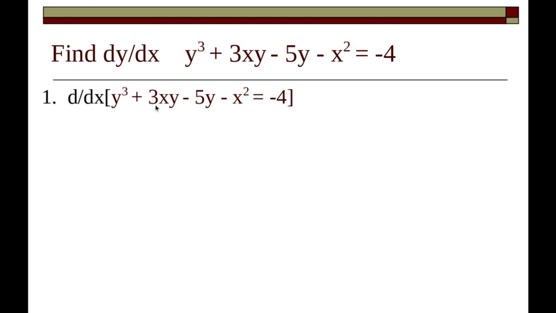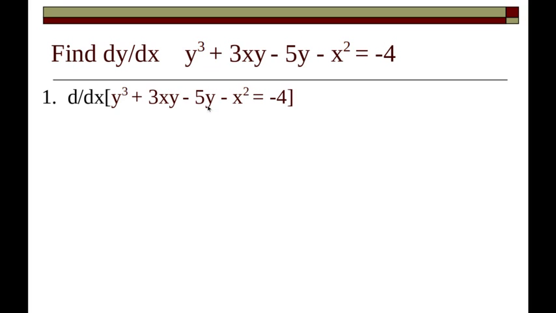For the next one, 3x times y. Remember, y is a function of x. So this we have to use product rule on because 3x is a function of x and y is a function of x, and they're being multiplied. So you have to use product rule here. So I'm going to do u dv plus v du. U is going to be 3x. v is going to be the y, and then do the product rule.